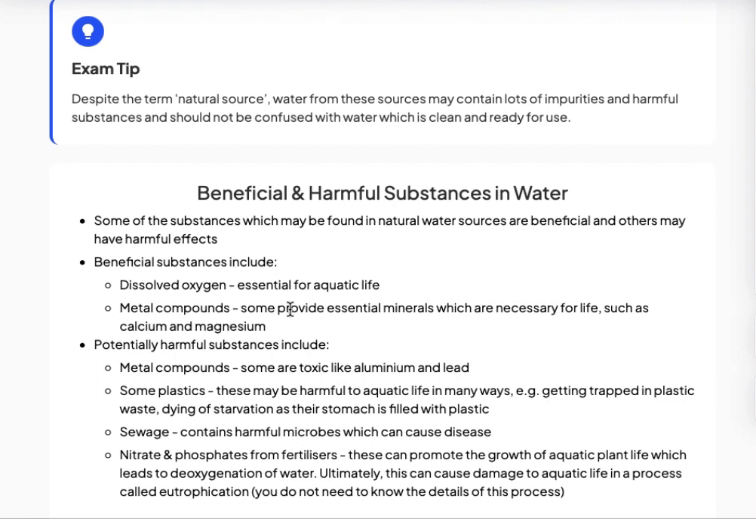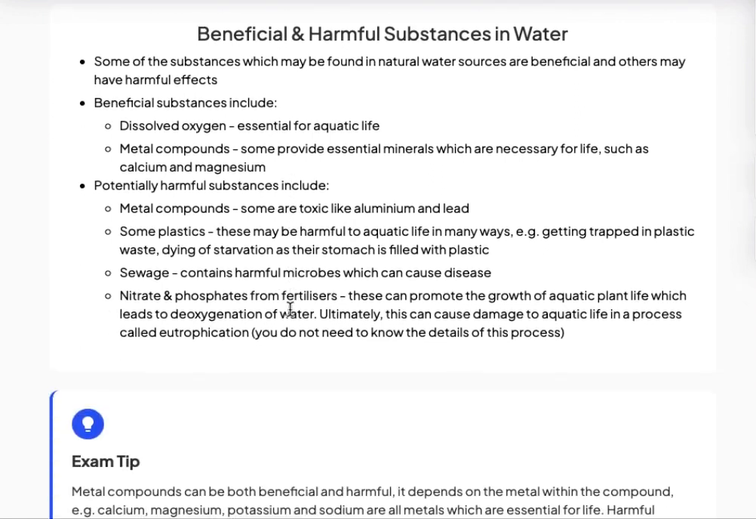Sewage contains harmful microbes, and they can cause diseases when sewage water finds its way to the natural water. Nitrates and phosphates from fertilizers can promote the growth of aquatic plant life, which leads to deoxygenation in water. Algae can start to grow, and when algae grows, it covers the surface of the water, so oxygen does not get into the water anymore, and this could be harmful to us.